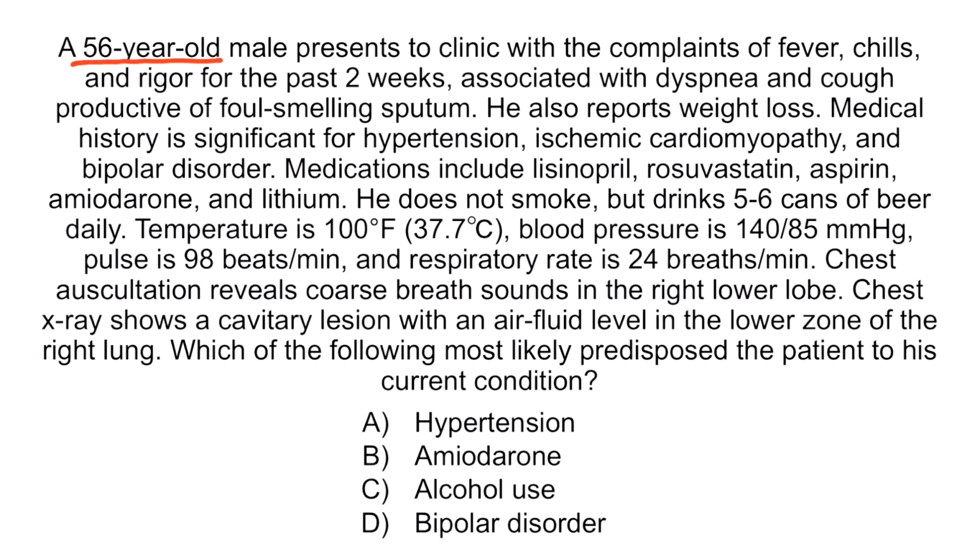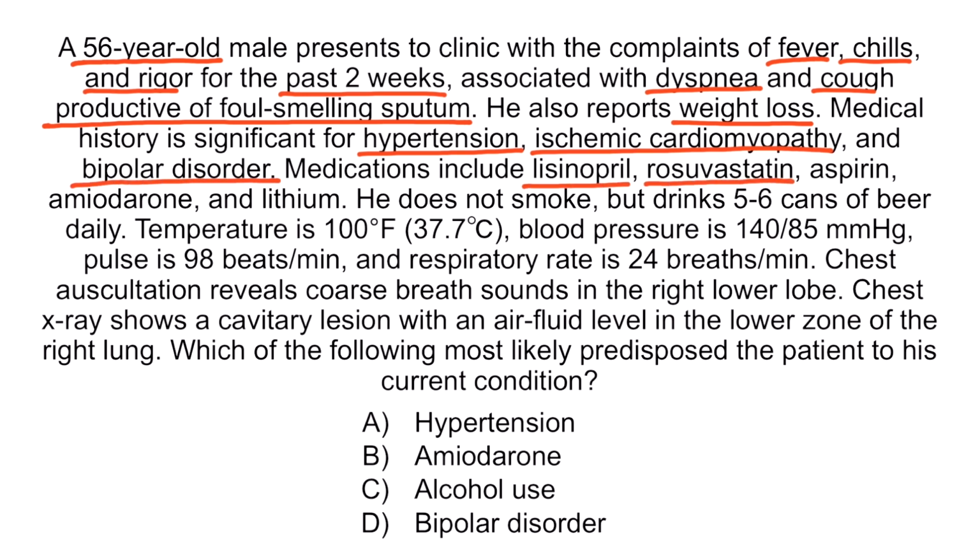So this is a 56-year-old male with complaints of fever, chills, and rigor for 2 weeks. He also reports dyspnea, cough, productive of foul-smelling sputum, and weight loss. These symptoms of dyspnea and cough help localize the patient's infection to the respiratory tract. Moving on, his medical history includes hypertension, ischemic cardiomyopathy, and bipolar disorder. Medications include lisinopril, rosuvastatin, aspirin, amiodarone, and lithium. He drinks 5 to 6 cans of beer daily.